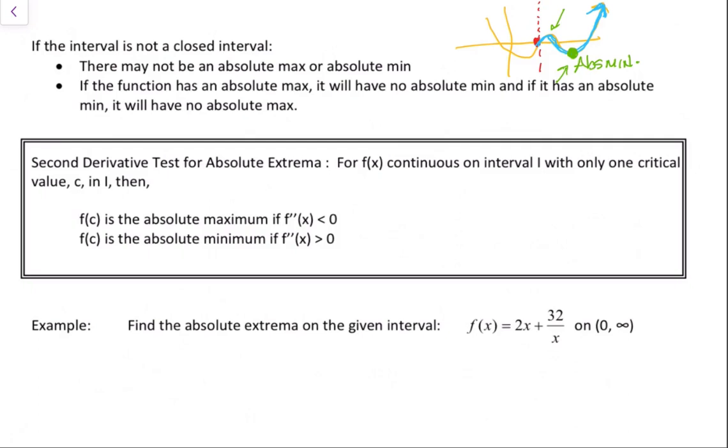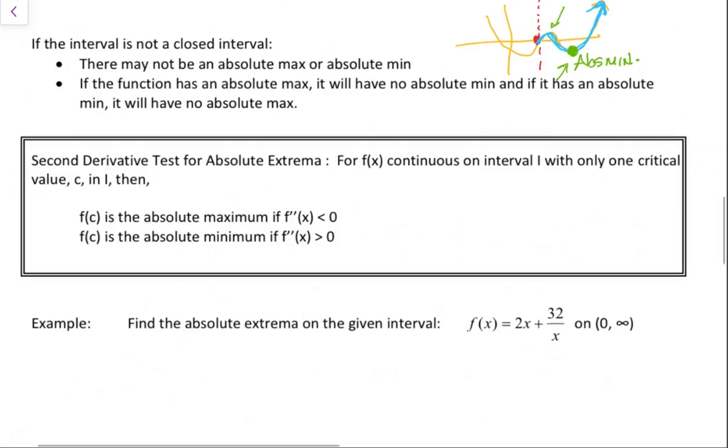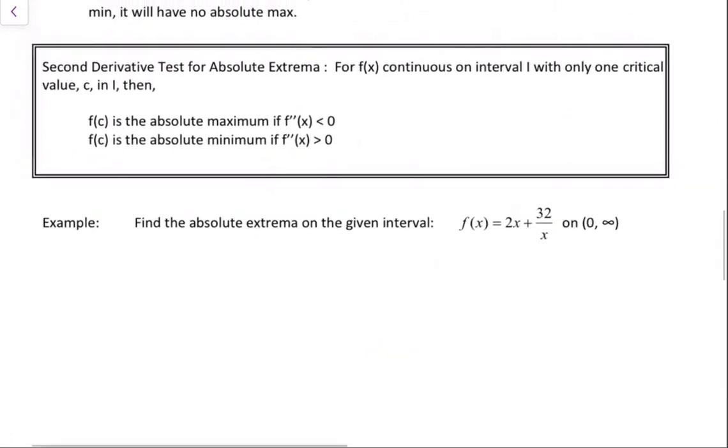So I have to use something else when I only have one critical number to determine whether it's an absolute max or an absolute min. So that's where the second derivative test comes into play. If I only have one critical number in my interval, then I need the second derivative to determine if that particular spot is a relative max, absolute max, or absolute min.